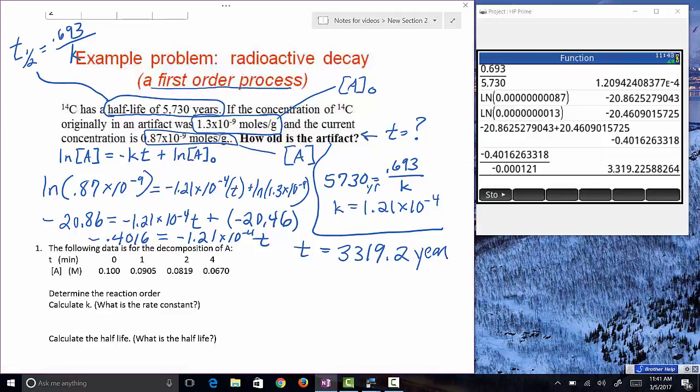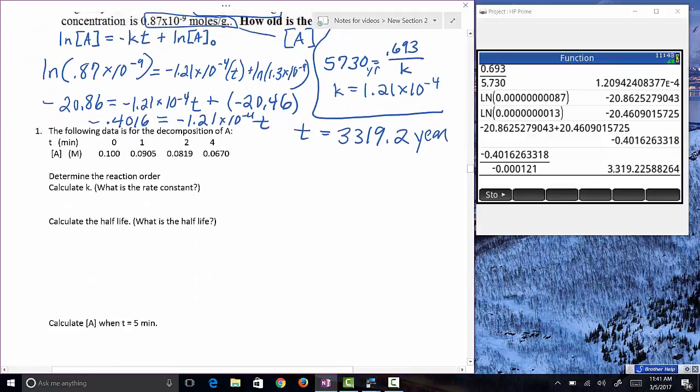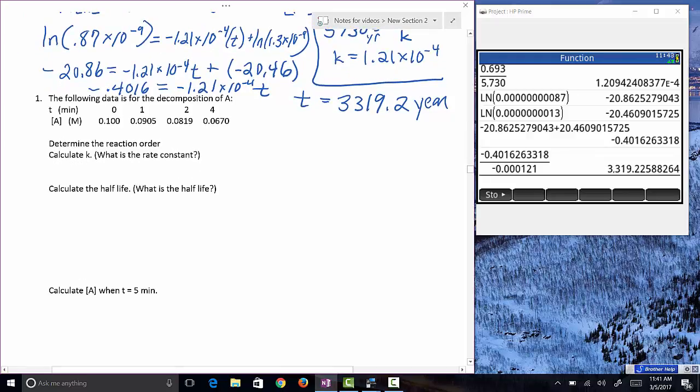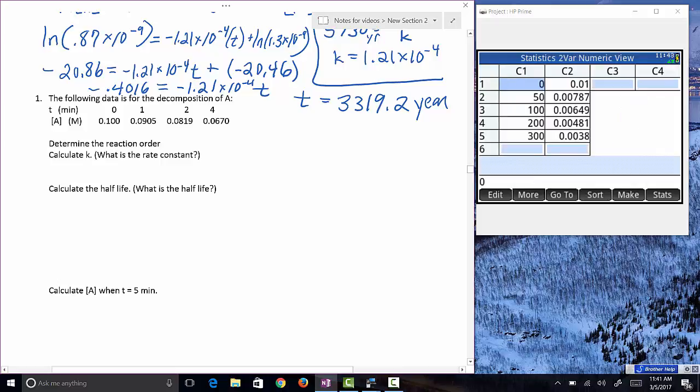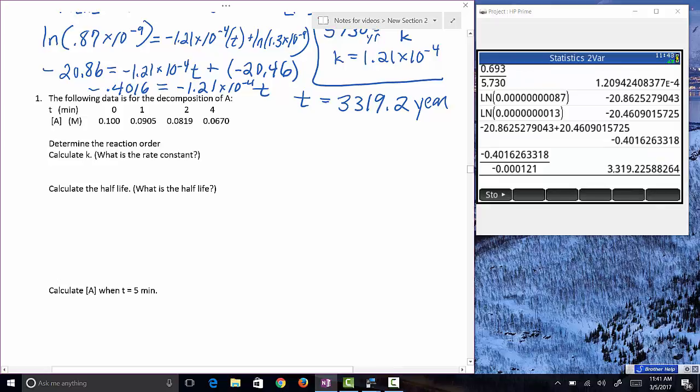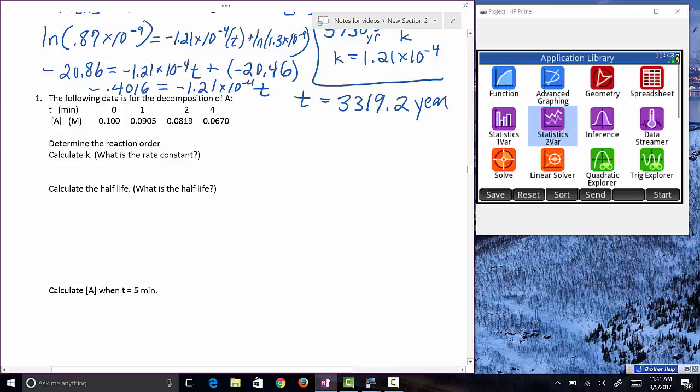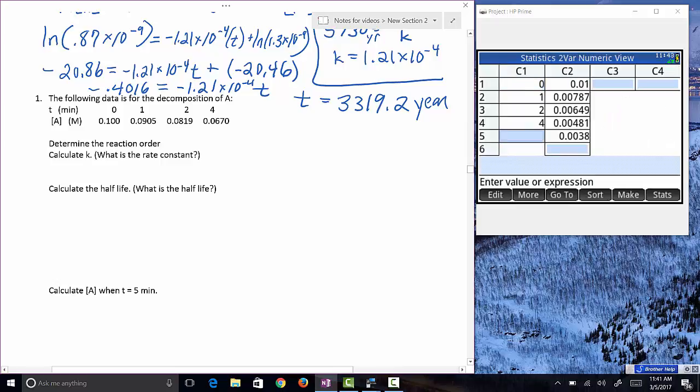Okay, so let's look at the next question. So here, all right, we've got some data. So I'm going to get back to my two variable stats, and then we're going to put the data in. So it's 0, 1, and 2, and 4. Oops, it escaped. Let's go back. Go down to here, and we want to delete that. Delete that. Go back up.